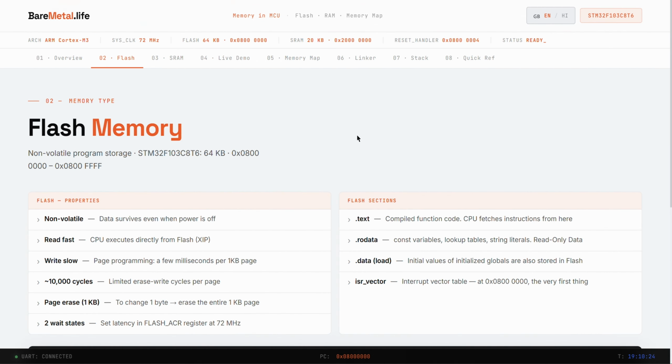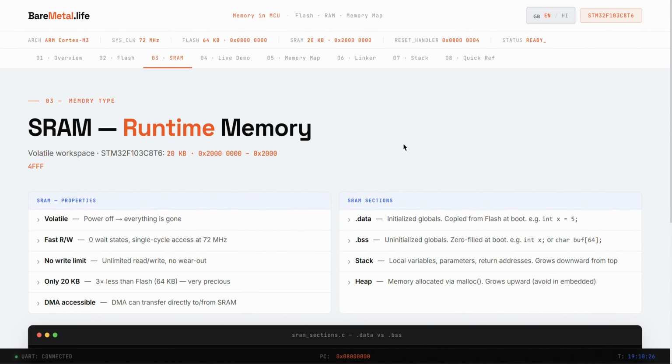Now, the next one here is SRAM. Let's talk about it. SRAM is a volatile memory, meaning when you power off or reset the MCU, everything stored in it is gone. But what it lacks is persistence, it makes up in speed. SRAM is fast for both reads and writes, much faster than flash.